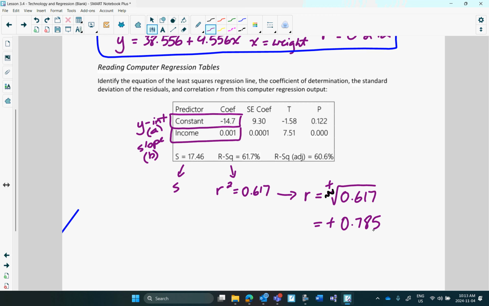Whatever this is. Oh, sorry, I need to write. So then we would say y hat equals negative 14.7, the y-intercept is negative, plus 0.001x. However, I can't define my variables here because I don't know what they are. So that's the best I can do. But be careful if you're asked to calculate R from R squared. Watch out for that.